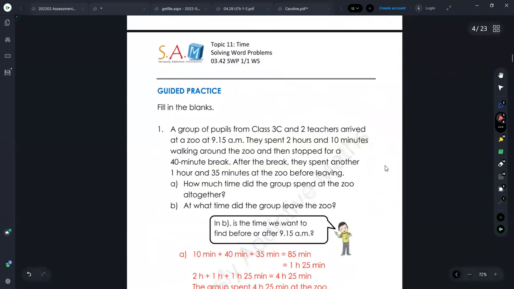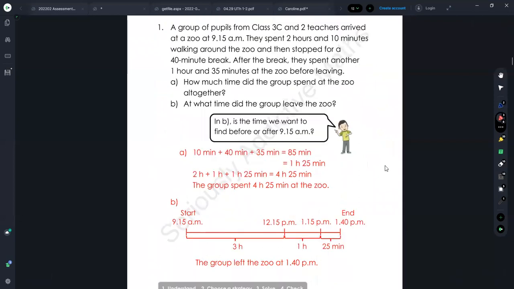Then take them through the guided practice. I would suggest you model with them, so you might want to show them how to do this.